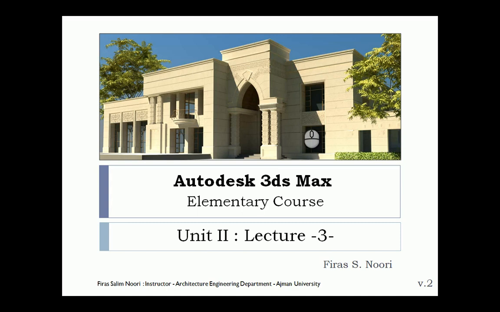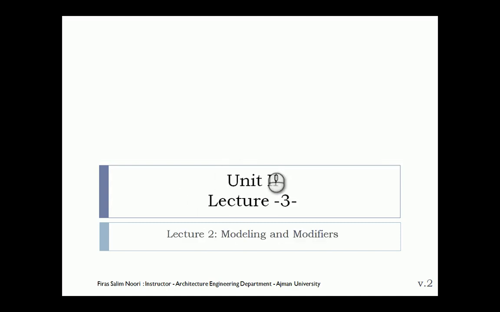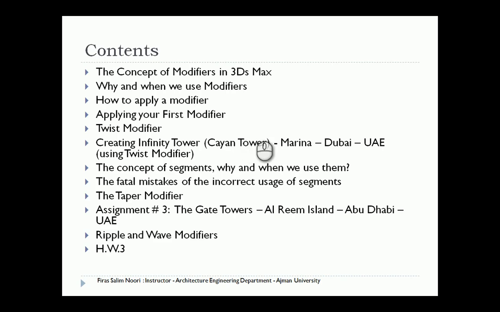It's the second unit and the third lecture, and in this lecture we're going to talk about modeling and modifiers, and we're going to have a group of subtopics. We're going to talk about the concept of modeling. Basically, that's the main idea of modeling and modifiers in 3D Studio Max. Why and when we use modifiers, how to apply them, apply our first modifier, Twist, creating the infinite tower, and then the concept of segments, fatal mistakes of using segments related to modifiers, the Taper Modifier, and then we have an assignment which is making the gate towers, ripple and wave modifiers, and a simple homework.